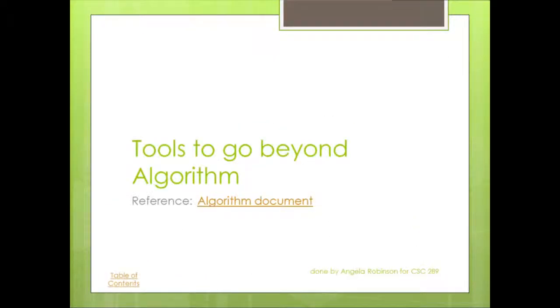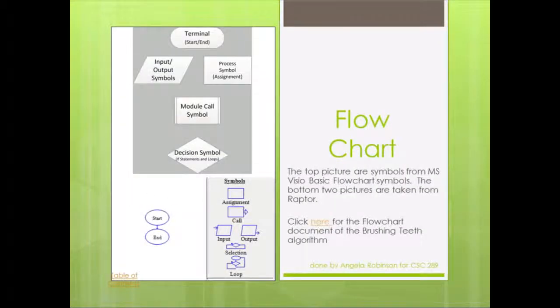Now that we have the algorithm done, let's talk about some tools to go beyond the algorithm. Once you get your algorithm the way you want it, it's time to put your program into a format that any programmer can understand and transfer it into a high-level programming language. There are 2 formats you can do this in. The first format is a visual chart called a flowchart.